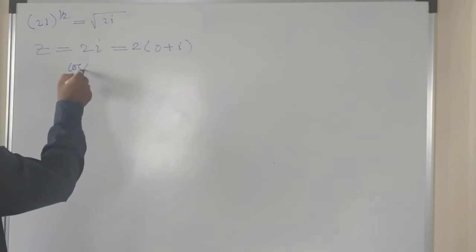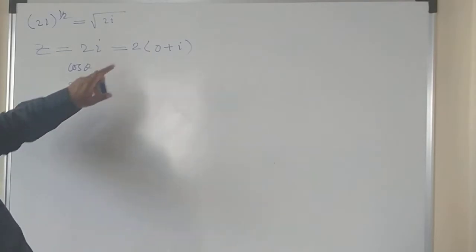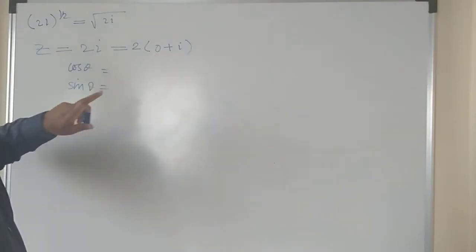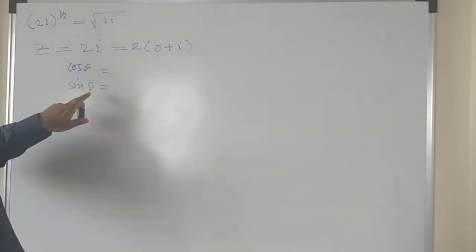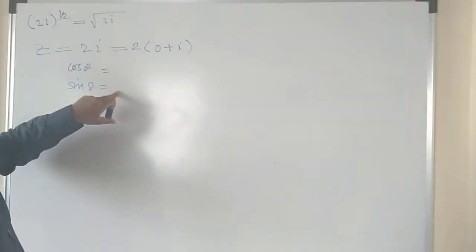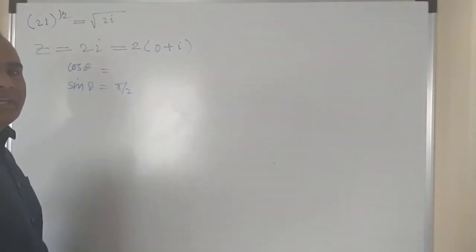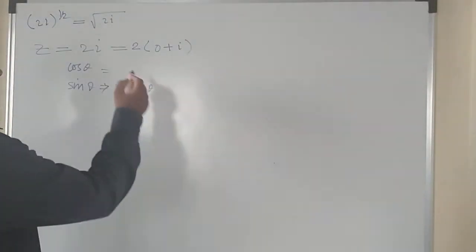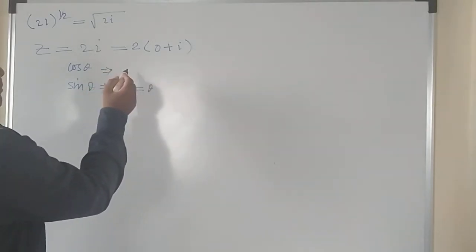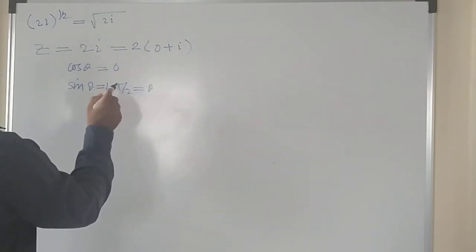Now what are the values of cos theta and sin theta? This is in the form of cos theta plus i times sin theta, so sin theta is the coefficient of i. The coefficient of i is 1, so sin theta should be 1. For what value of theta is sin theta equal to 1? For pi by 2. So theta is equal to pi by 2, and cos theta equals 0, sin theta equals 1.